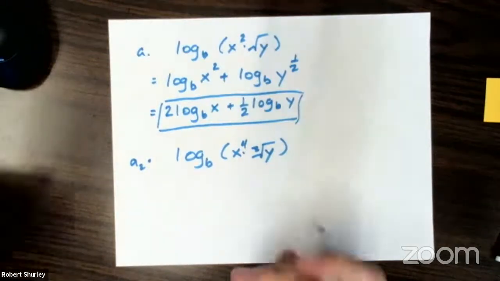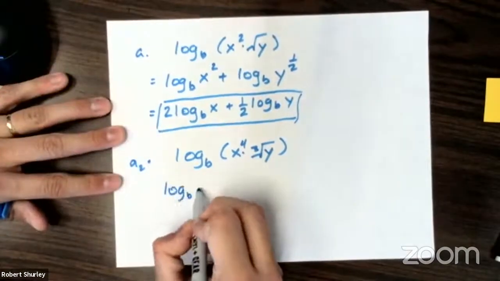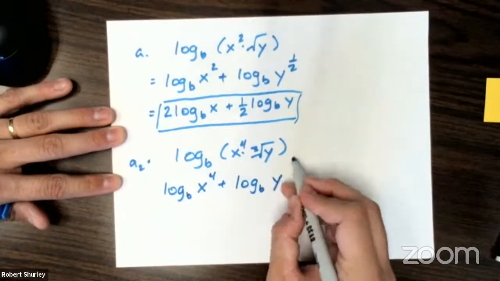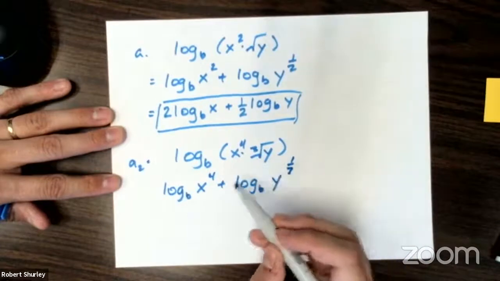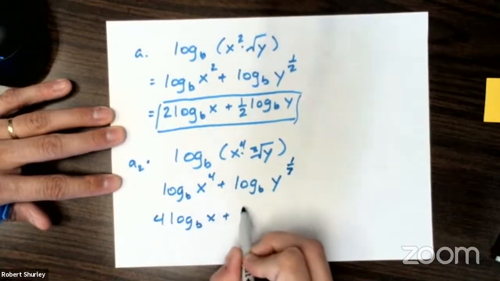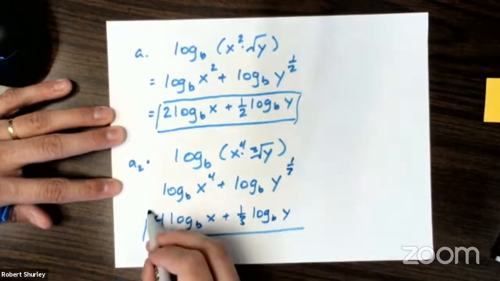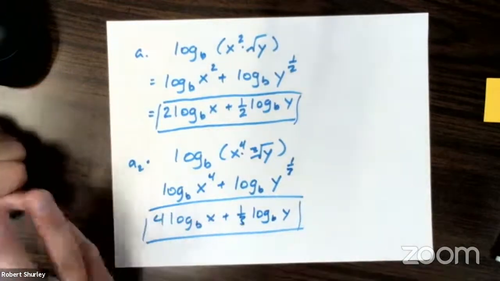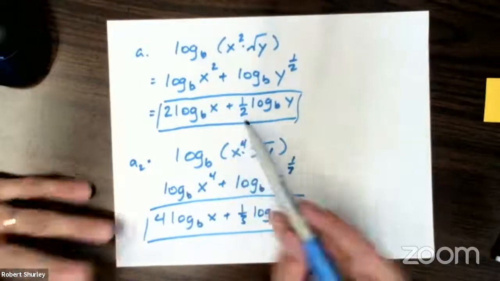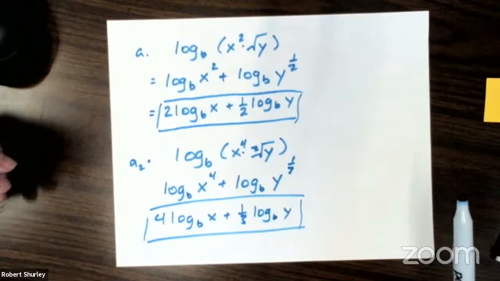Okay. Let's see. So again, it's got multiplication. I have to deal with the multiplication first. So log base b of x to the 4th plus log base b. Now I'm going to write that as y to the 1/3. And then I've got to bring the exponent out front. 4 log base b of x plus 1/3 log base b of y. Okay, so any questions before we go on to one that kind of combines all 3 of them? This had 2 of them, right? The addition expansion and the exponent expansion, or the power rule. Okay.